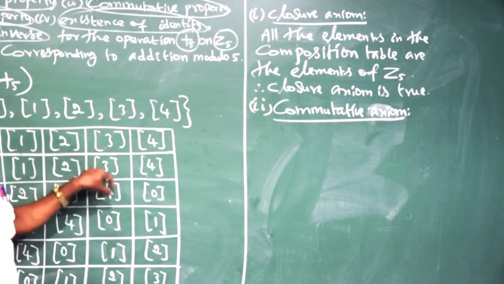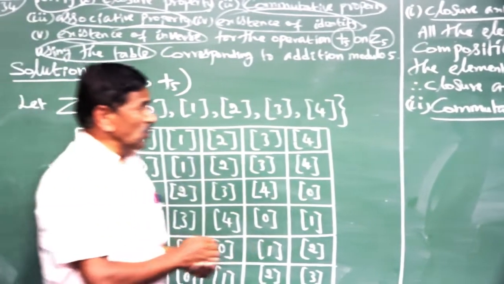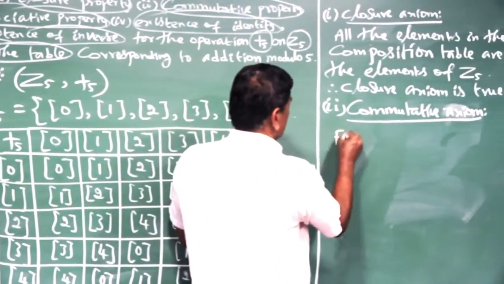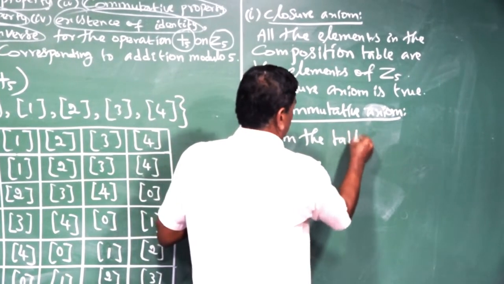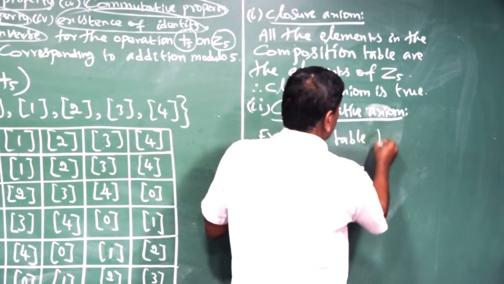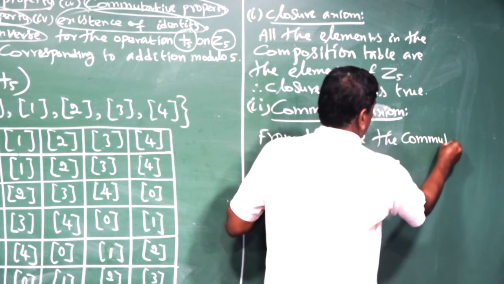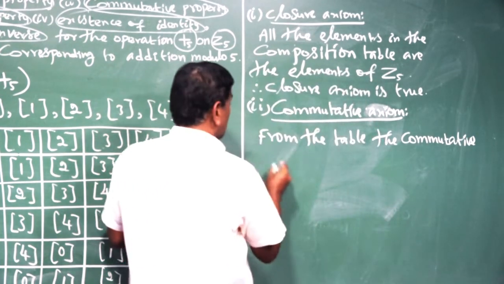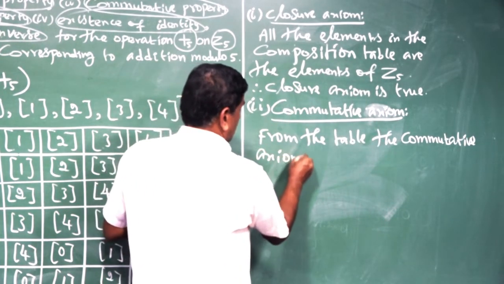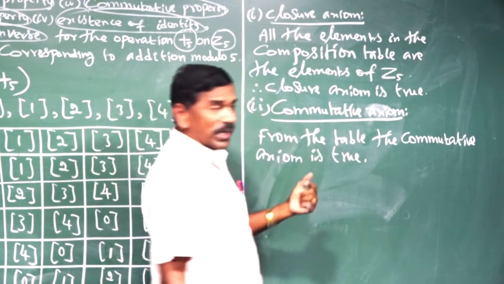From the table, the commutative axiom is true. Okay, and one can give an example also. From the table, the commutative axiom is true. Okay, one can give an example.